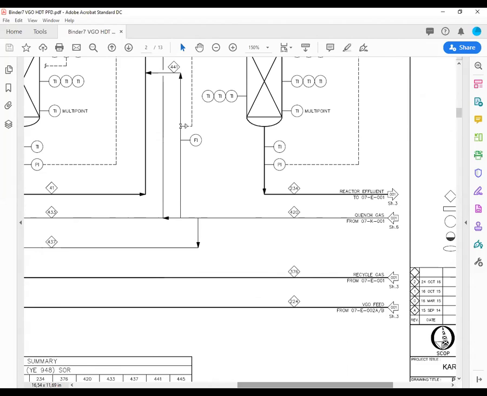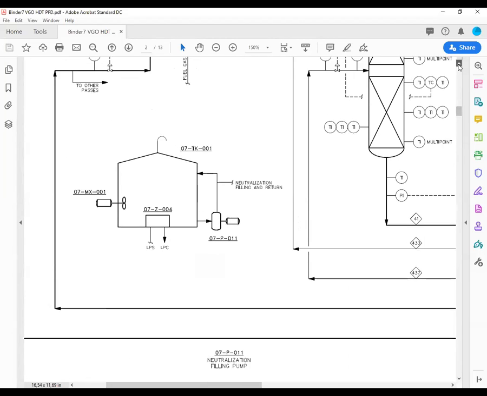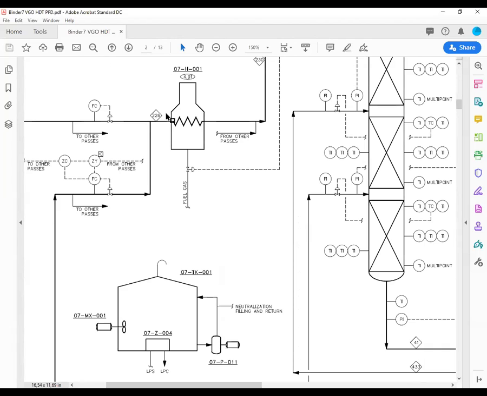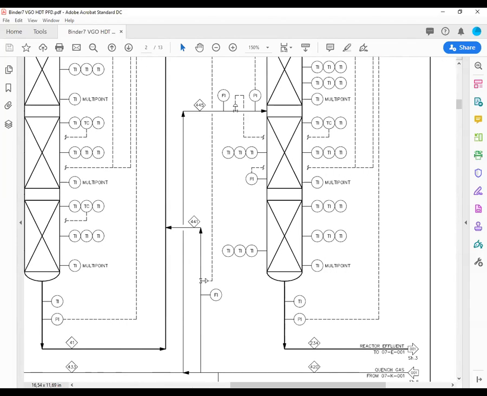Here you will see both streams, that is the feed, stream 224, and the recycled gas, that is 376. They mix here before the furnace, and go through the reactor and to all the other sections of the unit. So that's what I wanted to share with you today.